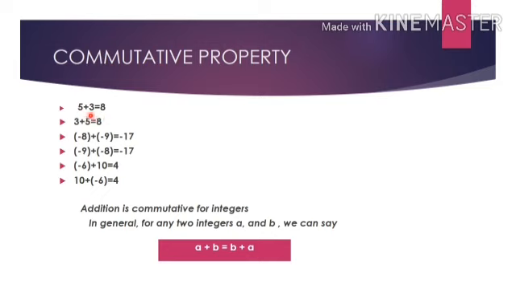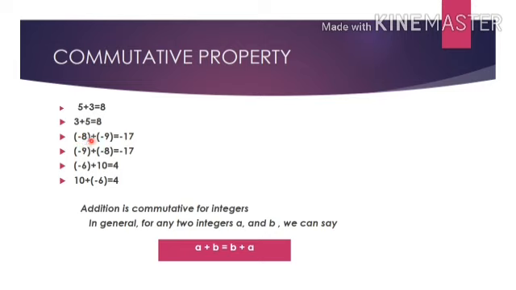Okay, the second property, commutative property. It means if we add any two numbers, first we consider positive integers. 5 and 3 are examples of positive integers. If we add 5 plus 3, we get the answer 8. Or if we add in the reverse order, 3 plus 5, we get the same answer, 8. It means if we add in any order, 5 plus 3 or 3 plus 5, we get the same answer. In the same way, if we add any two types of integers, we get the same answer.